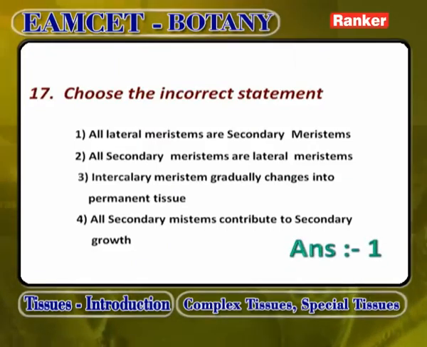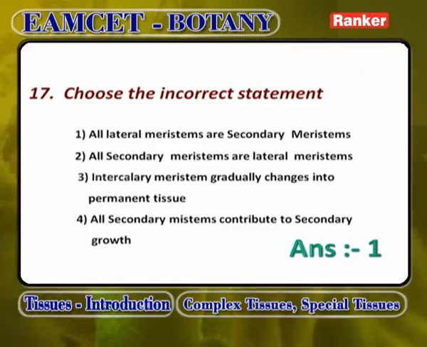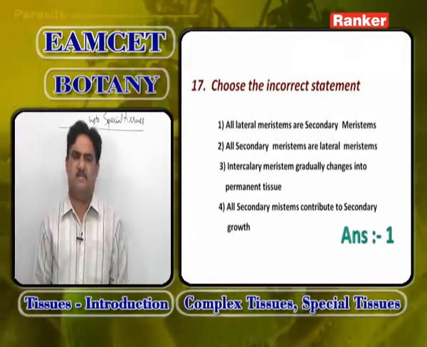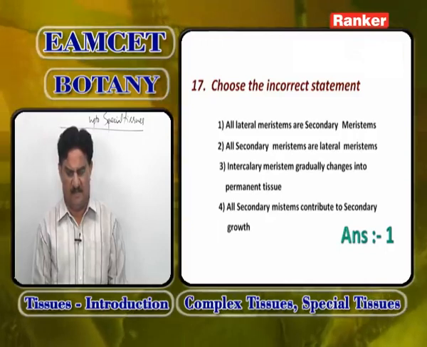Choose the incorrect statements. All lateral meristems are secondary meristems. All secondary meristems are lateral meristems. Intercalary meristem gradually changes into permanent tissue. All secondary meristems contribute to secondary growth. All secondary meristems are lateral meristems, it is definite. Vascular cambium and cork cambium are secondary meristems.